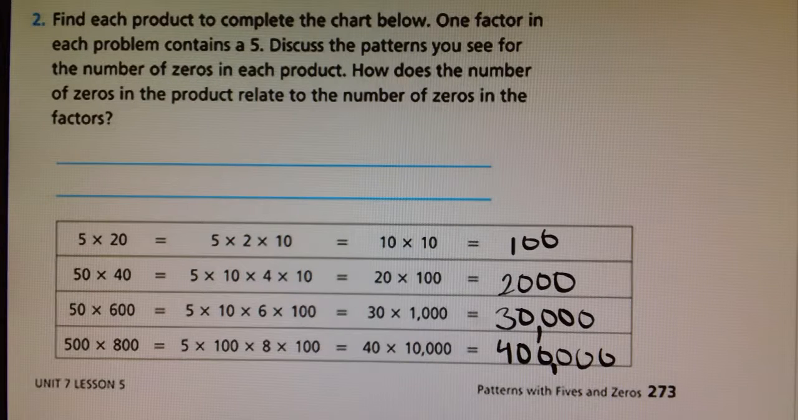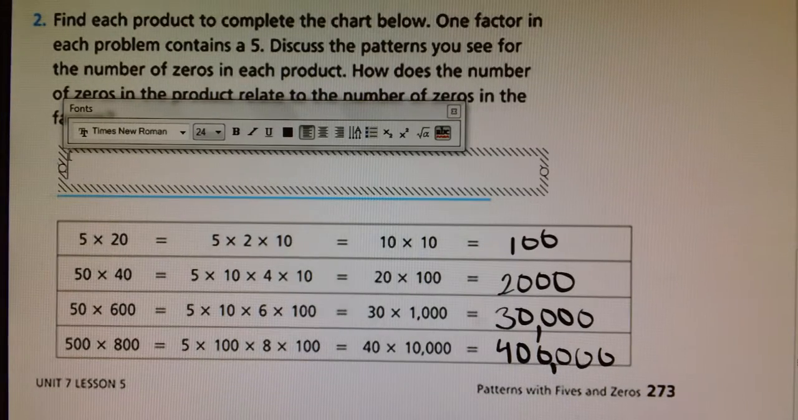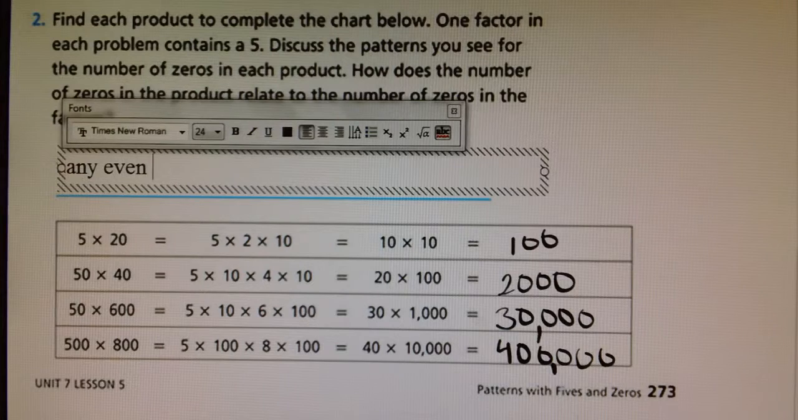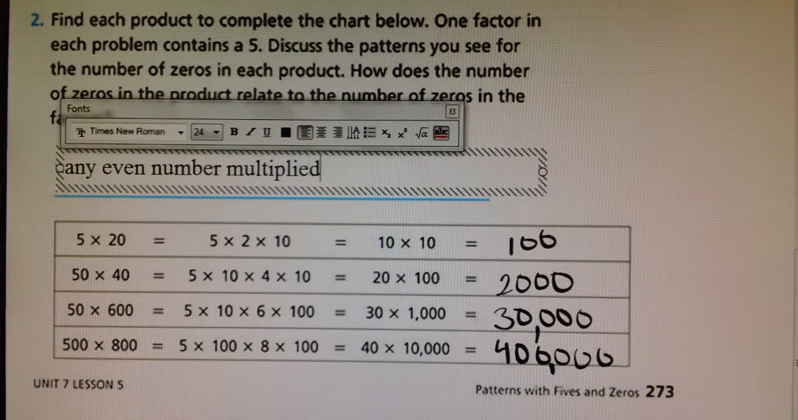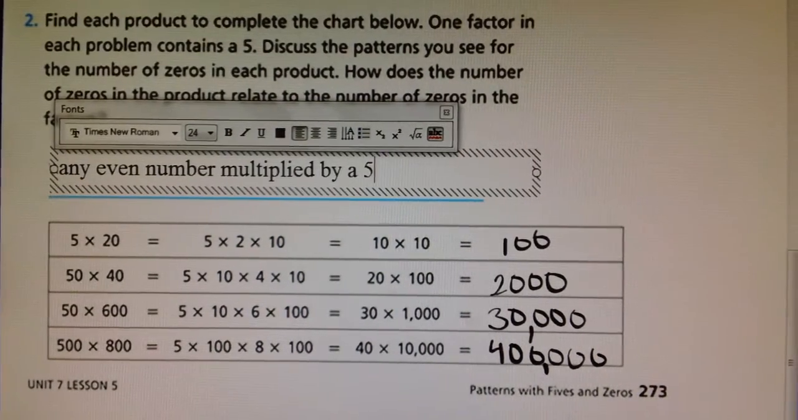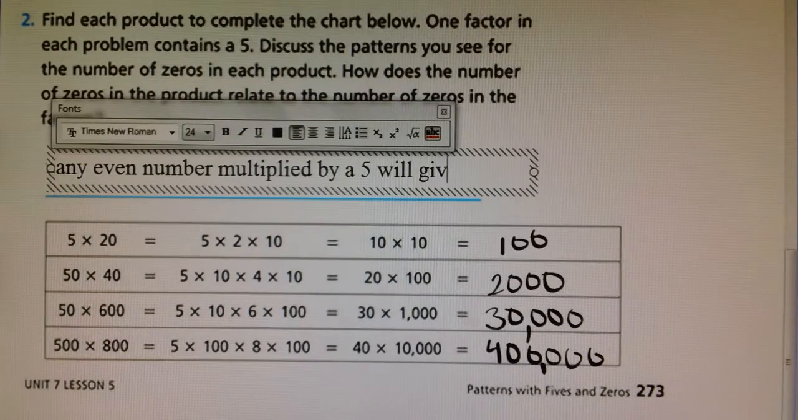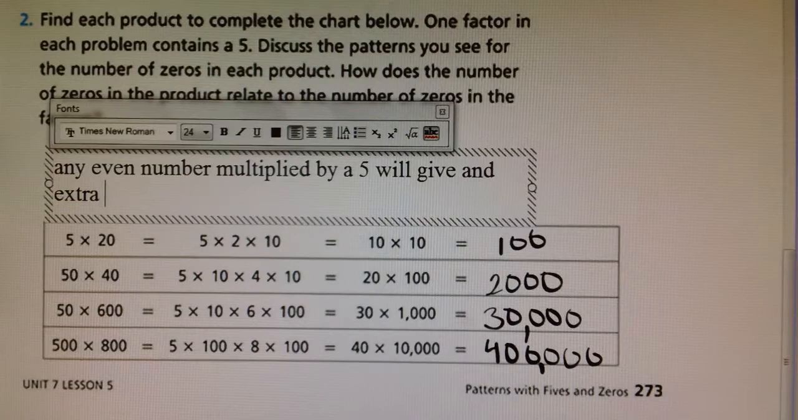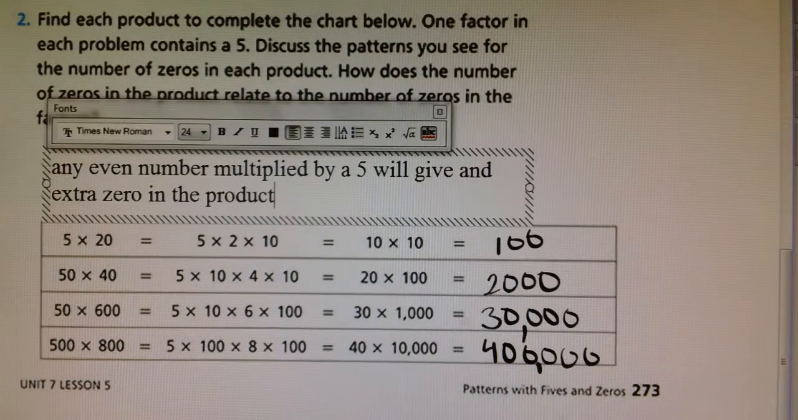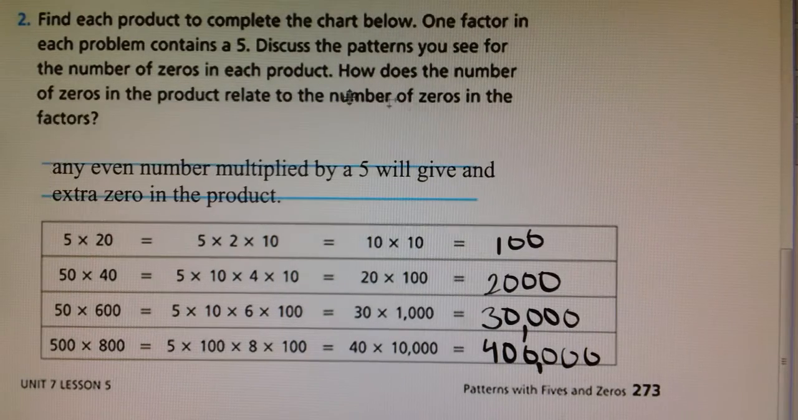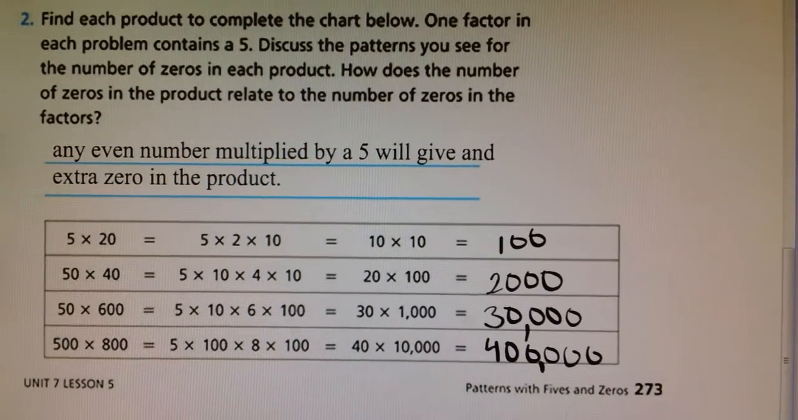Okay, so think about that pattern. And again, it goes back to the same thing that we had said before. Any even number multiplied by a 5 will give an extra 0 in the product, because it's a multiple of 10s as well. So pause the video if you need to write that down, if you haven't gotten that written down yet.